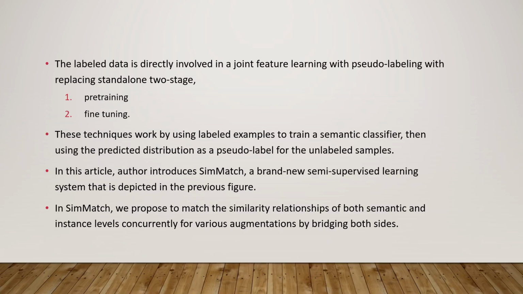Label data is directly involved in joint feature learning with pseudo labeling with replacement in two stages, pre-training and fine-tuning. In this article, the authors introduced SimMatch, a brand new semi-supervised learning system that is depicted in various figures. In SimMatch, we propose to match the similarity relationship of both semantic and instance level concurrently for various augmentations by bridging these two.